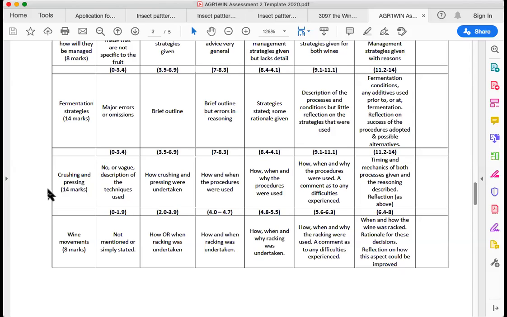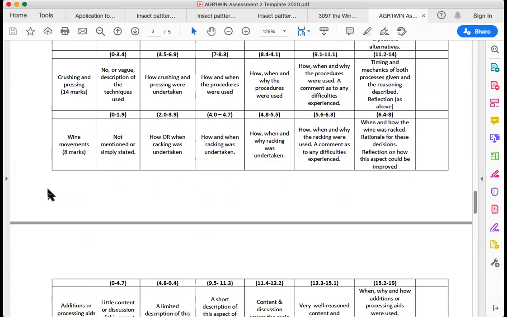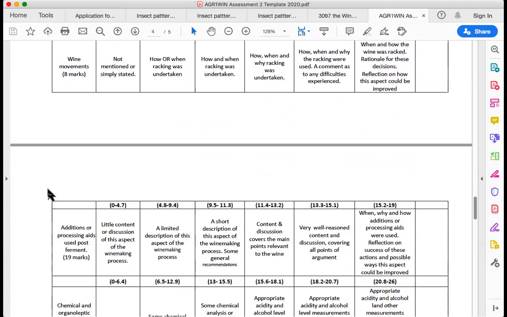Okay, so next, wine movements. How, when, why? These are the sorts of things. If you did nothing, there was a rationale for doing nothing. If you did something, there was a rationale for doing something. The timing: what caused you to choose that time? What are the consequences of choosing to do it at that time versus doing it earlier or later? You can get quite a lot of content by reflecting on, okay, if I racked earlier, what would have happened? If I racked later, what would have happened? So take the time to make those comments on those decisions.